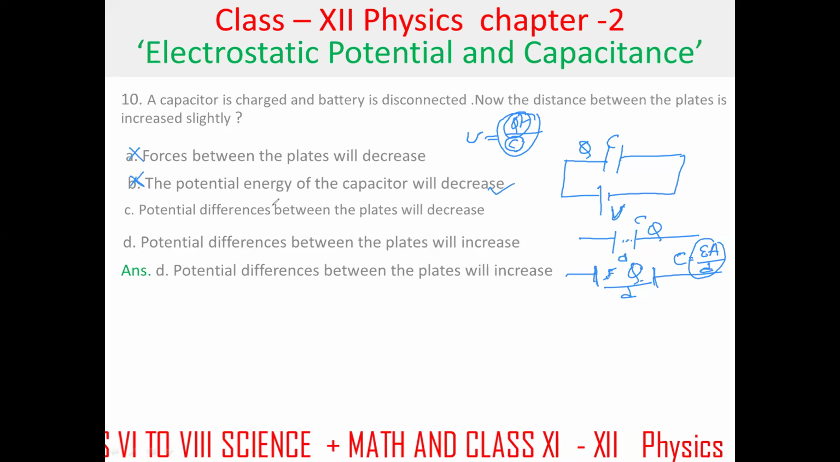Now potential difference between the plates will decrease. Yes, we know Q equal to CV. So C is going to decrease, so potential difference will increase. Potential difference between the plates will increase, but here it is mentioned decrease. So this is also not happening. Here, potential difference between the plates will increase. It is correct. So hope it is clear to you. I am again explaining to you.